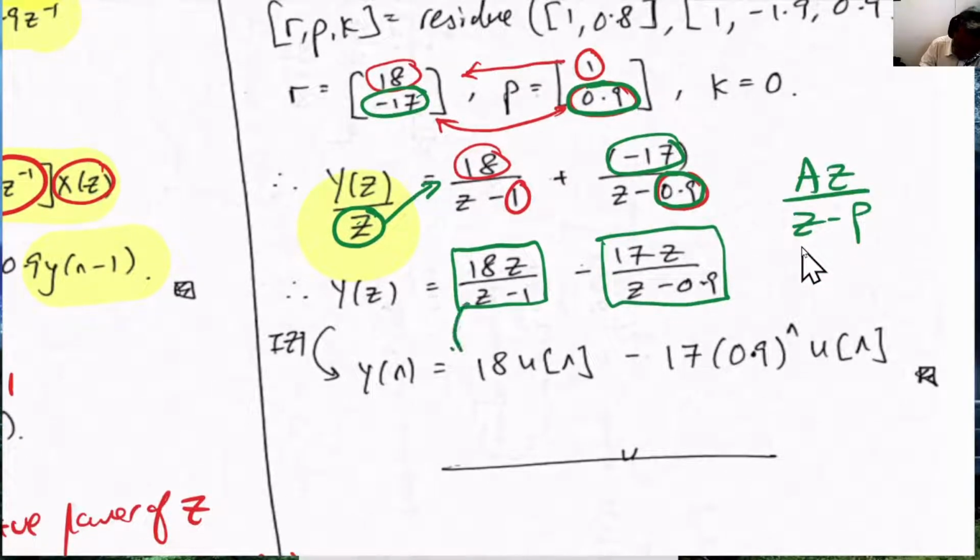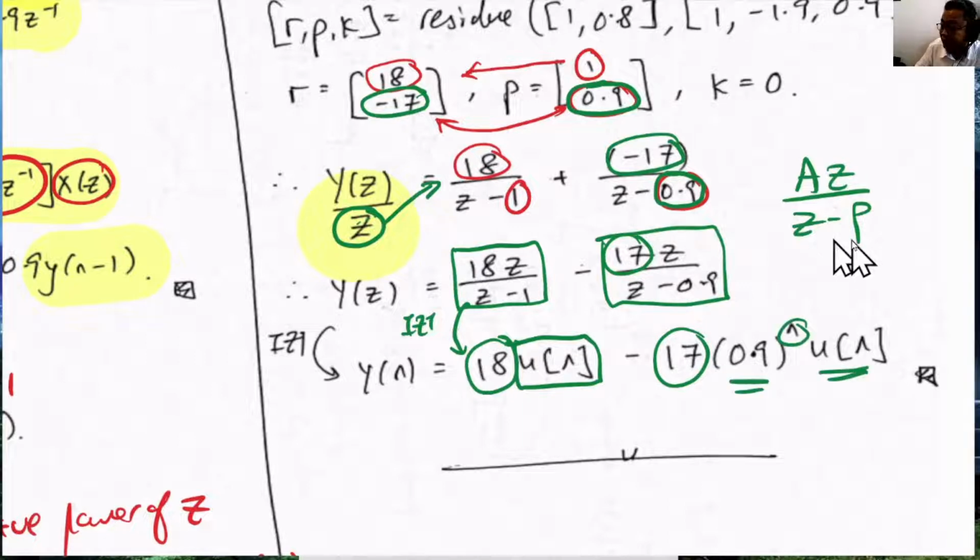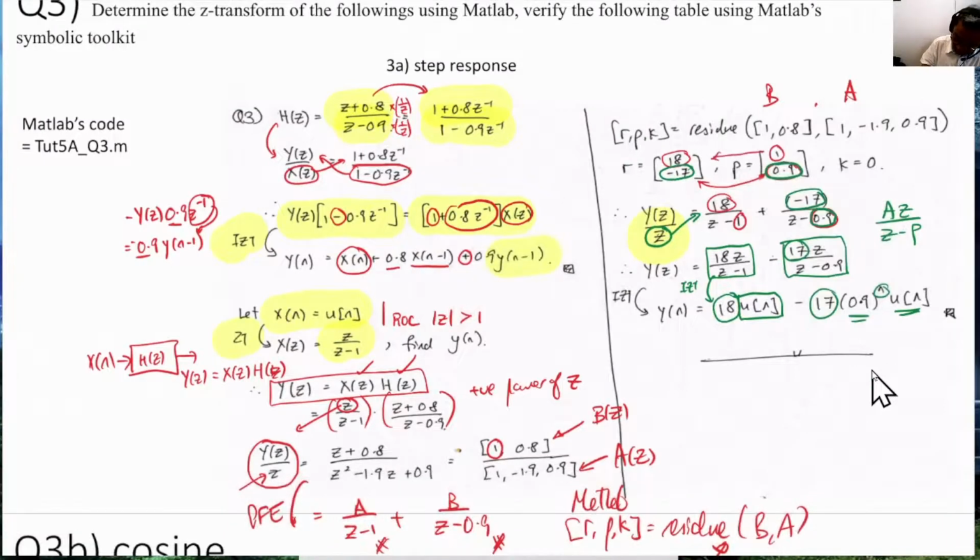Now finally, when we perform the inverse Z transform, the 18 goes out. Z over Z minus 1 is simply u[n]. Minus 17 comes out here. Z over Z minus 0.9 is simply 0.9 to the power of n, and because the signal is causal, it is u[n], because the ROC is greater than 1 or 0.9 in this example. So this is the closed form solution of y[n].